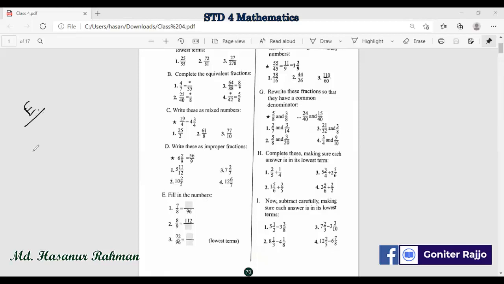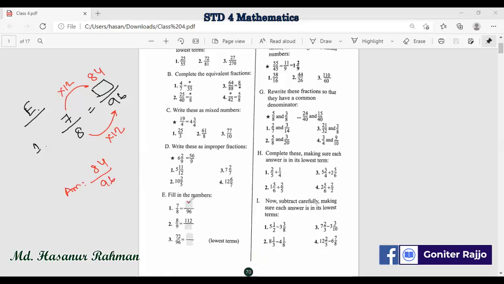Okay, so number E1 says 7 divided by 8 equal to something divided by 96. So we have to find out the upper number. Actually, this one is similar to number B. We have to find out the equivalent fraction. That means we have to find out the link between 8 and 96. So what is the link between them? If we multiply 8 times 12, then we get 96. Similarly, we have to multiply the numerator by 12 also. So 7 times 12, that is 84. So the answer of number 1 should be 84 divided by 96. So the answer should be 84.